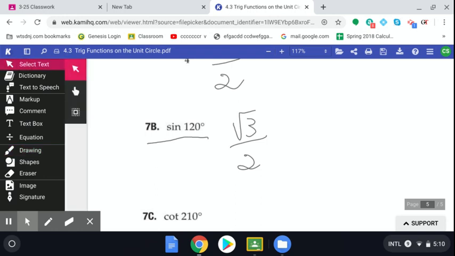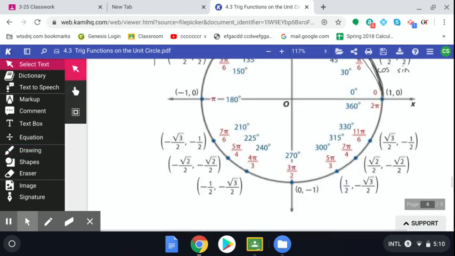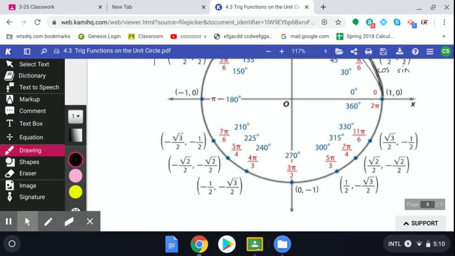Then they want cotangent of 2 pi over 3. So 2 pi over 3 is over here. And remember, tangent is y over x. So cotangent would be x over y. Now they're both negatives. They're going to become positives. So cotangent is x over y. So radical 3 over 2 over 1/2. These cancel out. We're left with radical 3.